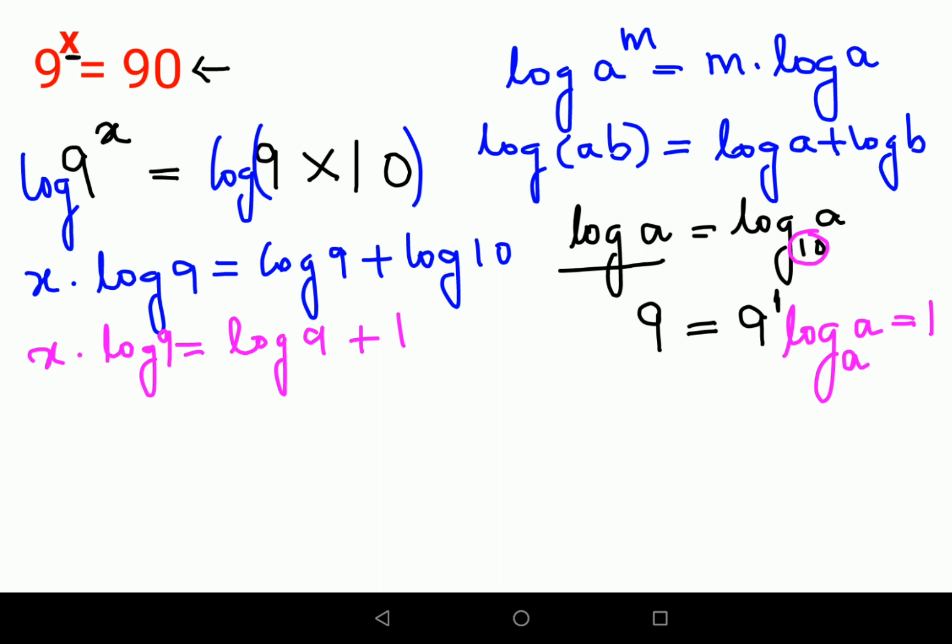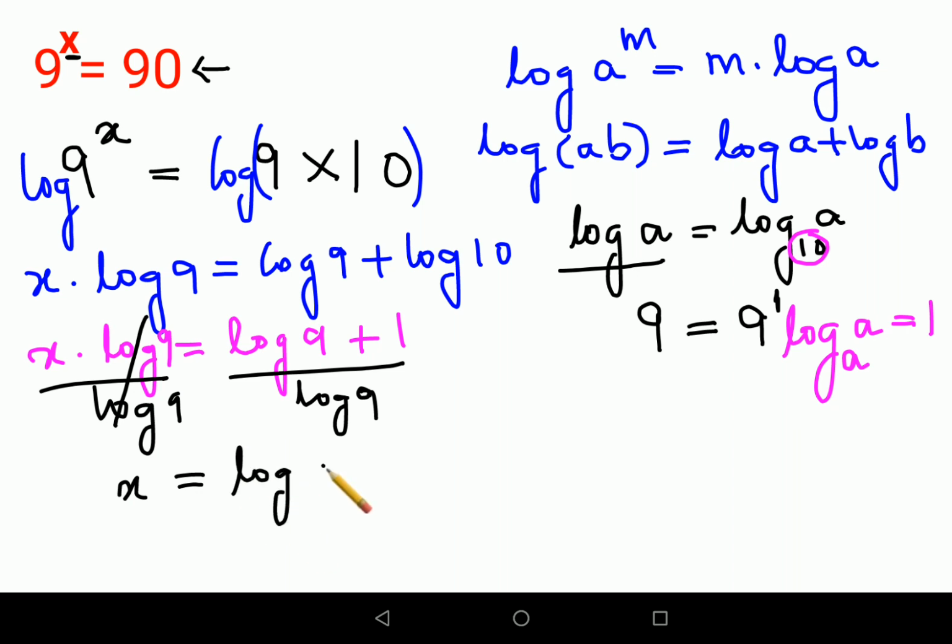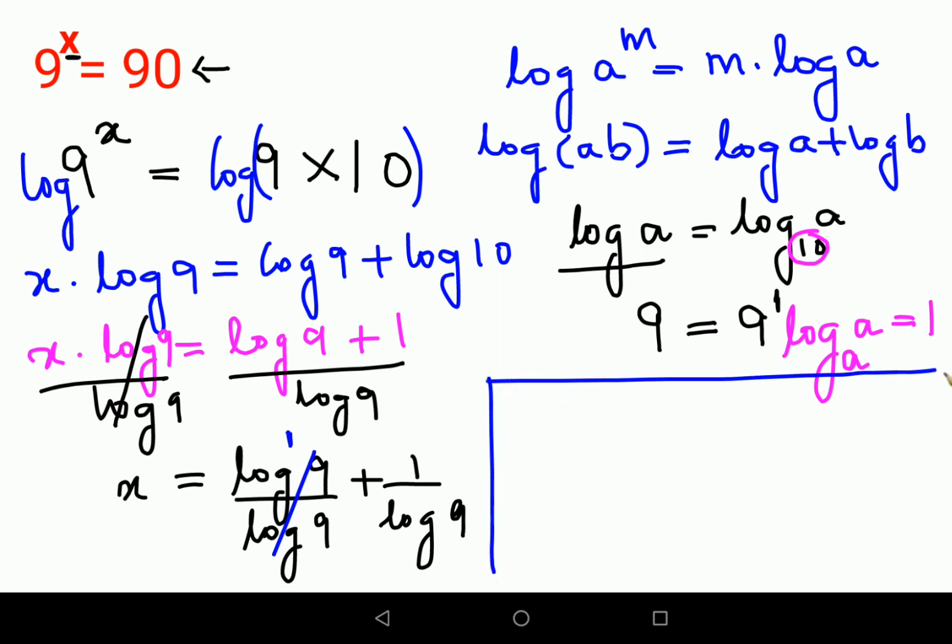Now after this we'll divide both sides by log 9 in order to find the value of x. You see over here the log 9 and log 9 are cancelling and we'll get x as nothing but, let's split this, log 9 upon log 9 plus 1 upon log of 9. Here also this is cancelling, this gets you 1. So therefore x is nothing but 1 plus 1 upon log 9.